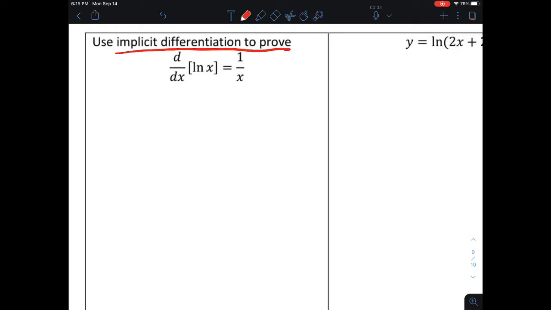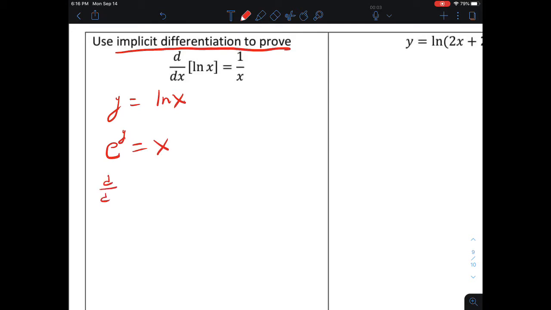So we want to prove that the derivative with respect to x of the natural log of x is equal to 1 over x. The way we would do that is we'll start with y equals the ln of x. Now, we don't know how to do the derivative of ln of x without just using our formula. So what we would do is rewrite this in a format where we could take the derivative. I would write this as an exponential function, which would be e to the y equals x. And then do the derivative of both sides.